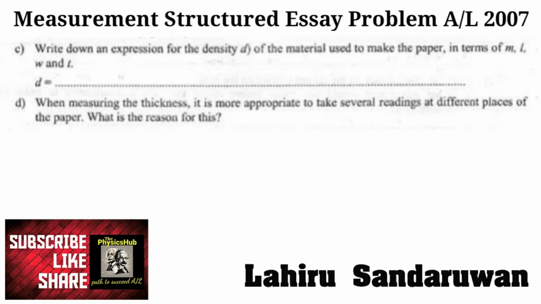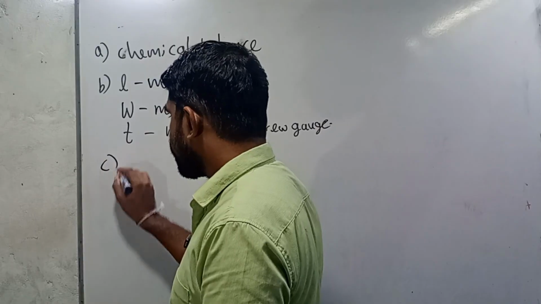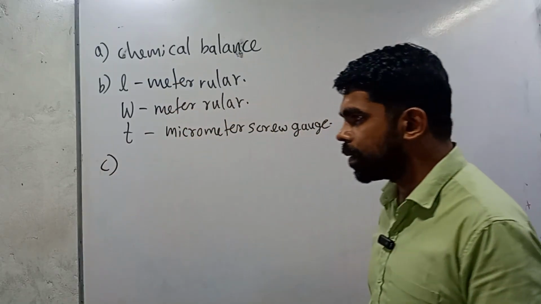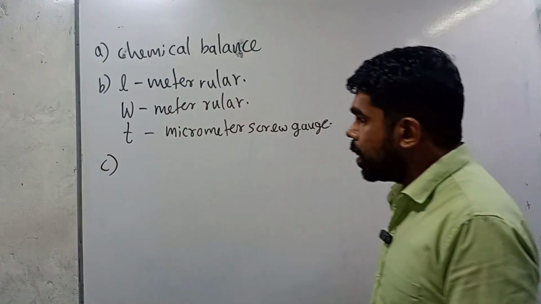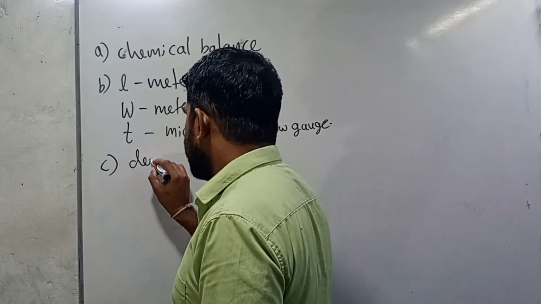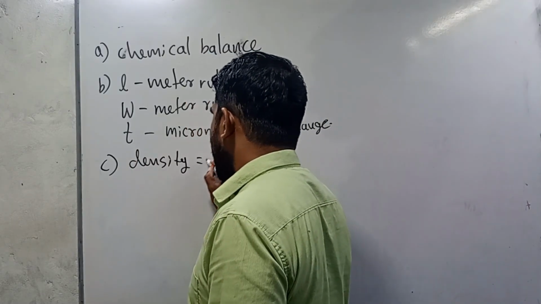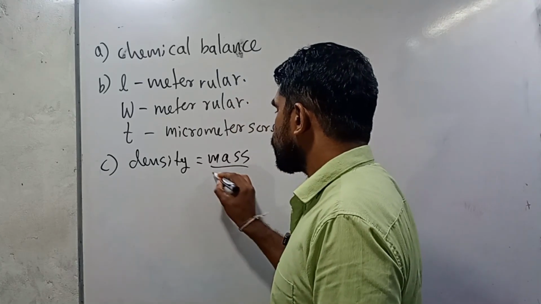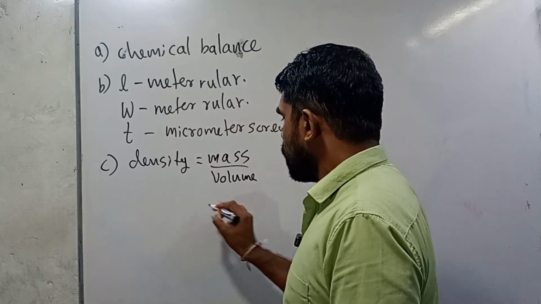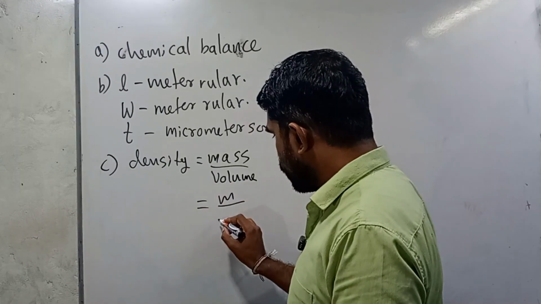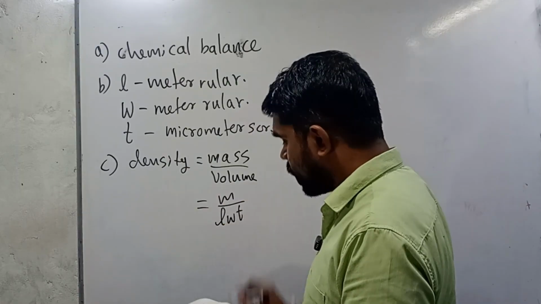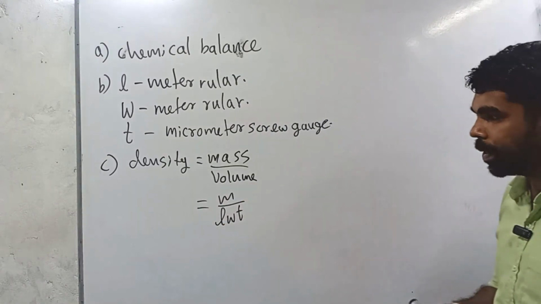Then part C: write down an expression for the density D of the material used to make the paper in terms of M, L, W and T. We can consider that it is a cuboid with a small thickness. Therefore, we can write density equals mass over volume. Mass is M, volume is length into width into thickness, L W T.